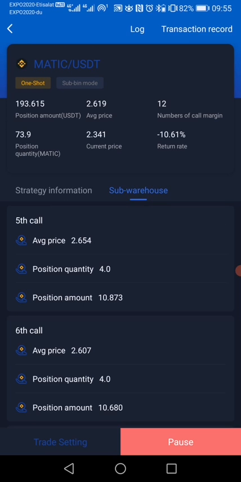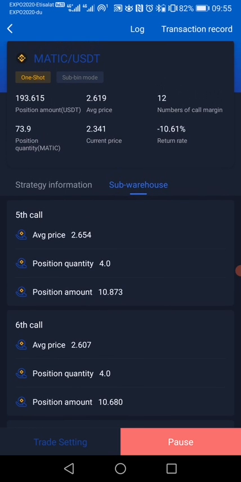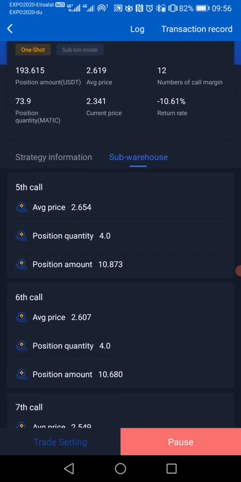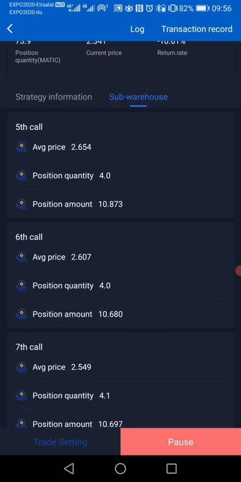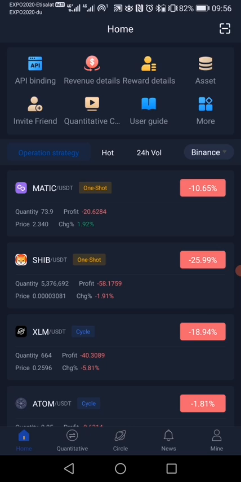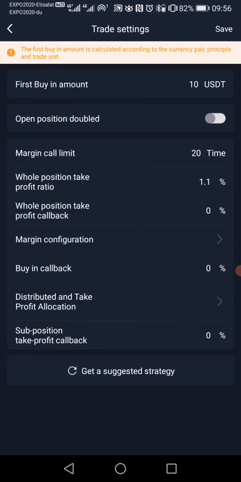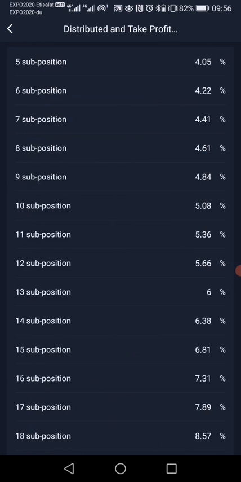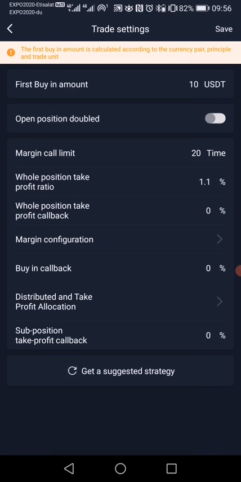So that is all I have for you in this video. In the next video, I will be telling you how these sub positions at this price relate to your sub position take profit, the distribution take profit allocation, how that particular side relates to it, and how that percentage is calculated from the position, how it's calculated by percentage. That's what I'm going to present to you in the next video.